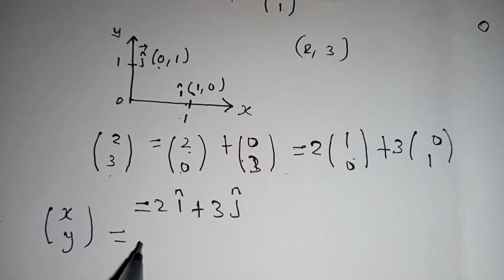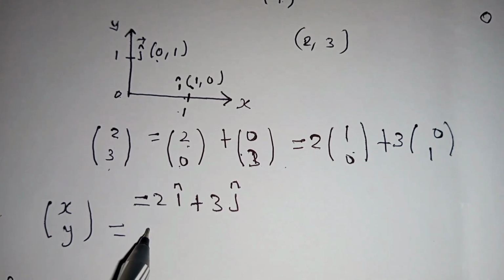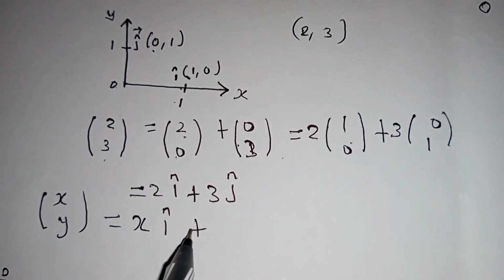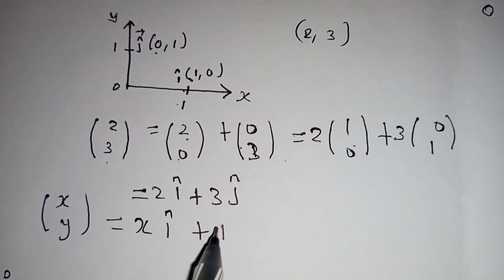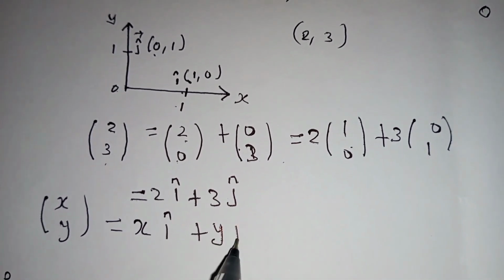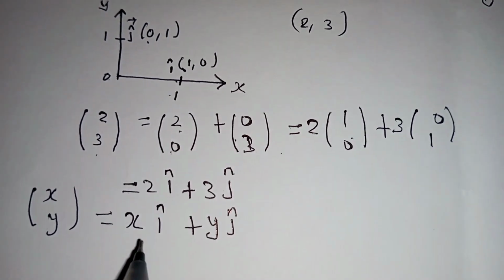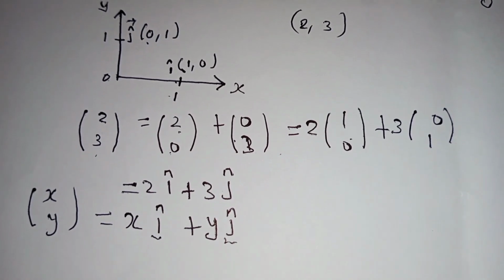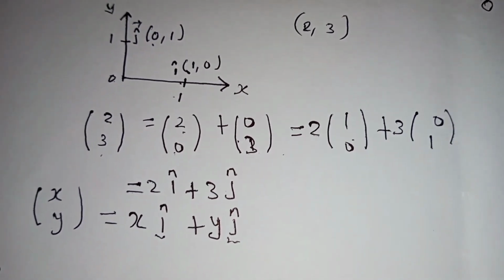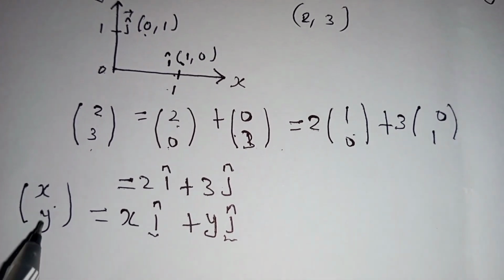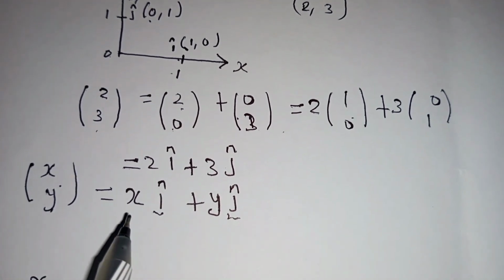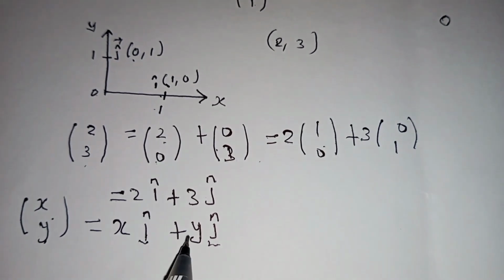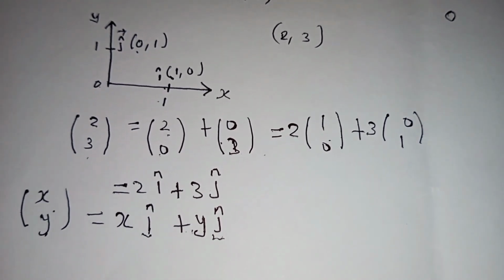So in general, when you are given a column vector (x, y) in 2 dimensions, it can be expressed in terms of unit vectors as xi plus yj. So any point (x, y) can be expressed in terms of unit vectors as xi plus yj.